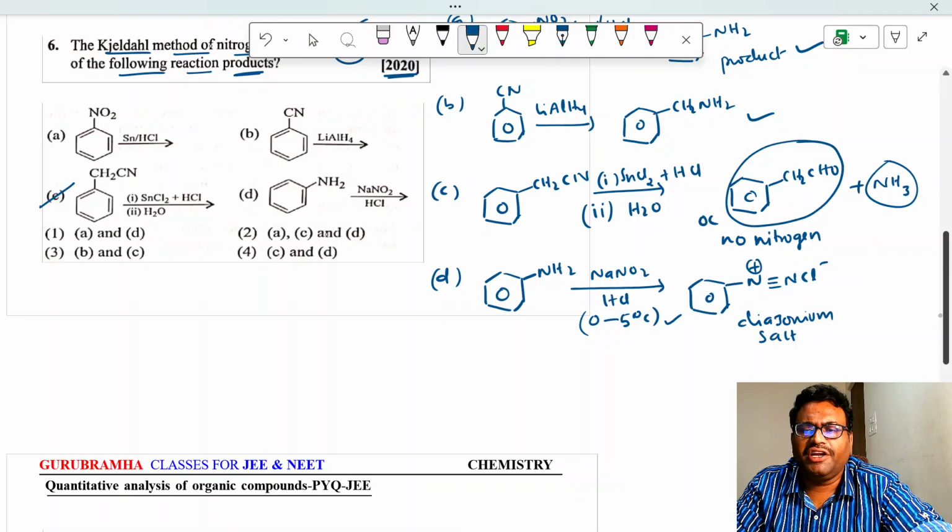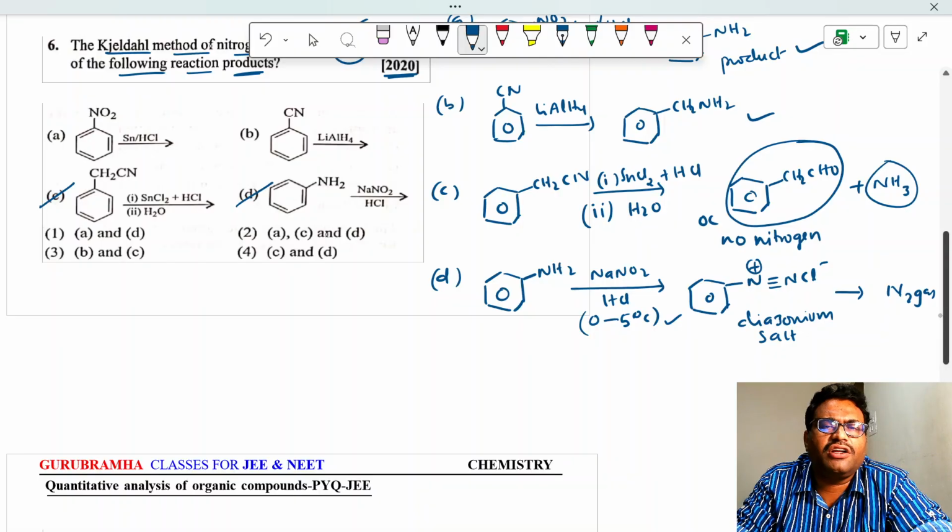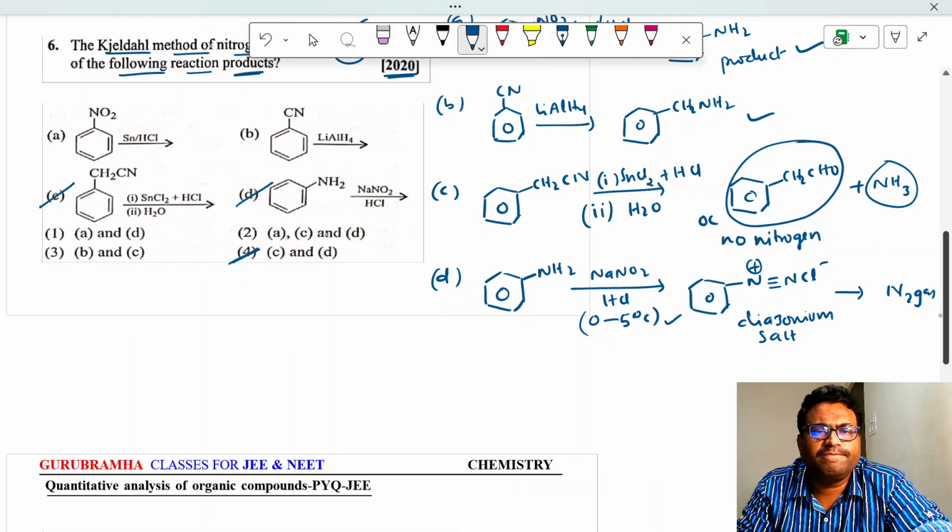As it is unstable, it releases N2 gas. So in the product we don't have nitrogen. Nitrogen is released out as nitrogen gas. So when it is released out as nitrogen gas, in the Kjeldahl method, nitrogen present in this organic compound cannot be converted into ammonium sulfate. So here also it is not possible. So what is the answer? The fourth option will be the answer, C and D. Are you getting this? Okay.